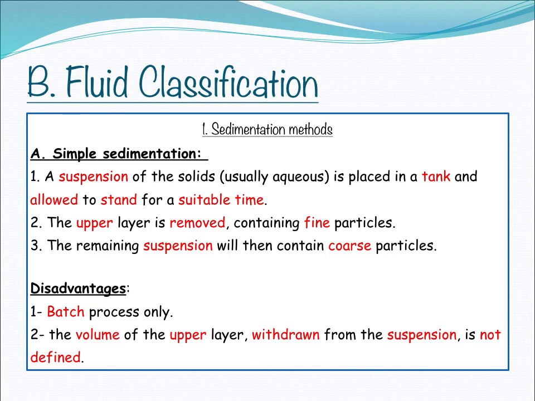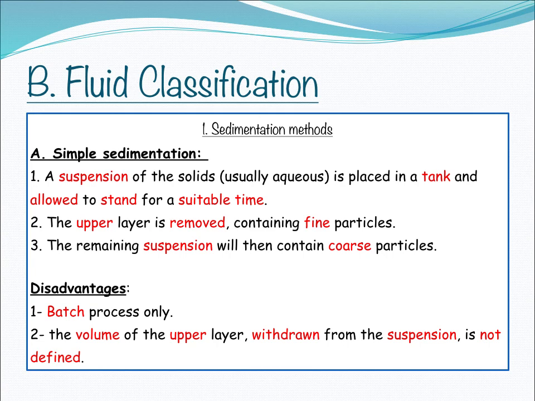Under fluid classification by sedimentation, we have simple sedimentation and continuous sedimentation. Simple sedimentation means the simplest thing that you can do in the lab: if you have a suspension with coarse and fine powder, just allow it to settle down. The coarse powder will settle down while the fine powder will remain suspended for a certain time. That is very simple, but it has many disadvantages.